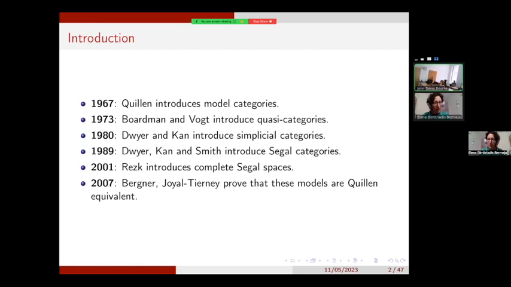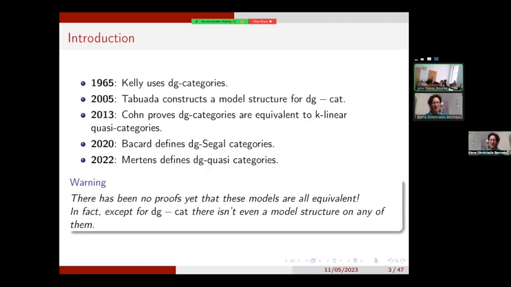Now, if infinity categories have been around for a while, DG categories have been around for even longer. We can find articles using them all the way back in the 60s. But we would have to wait all the way until 2005 for Tabuada to construct a model structure for them.